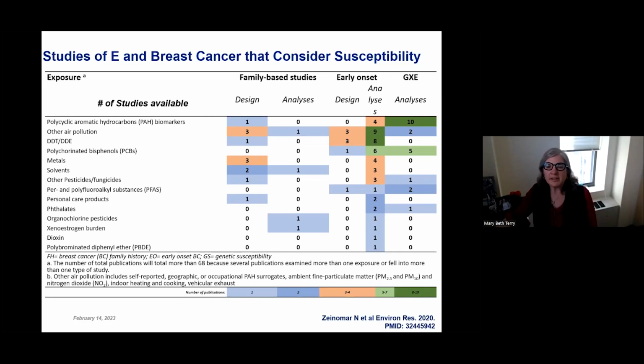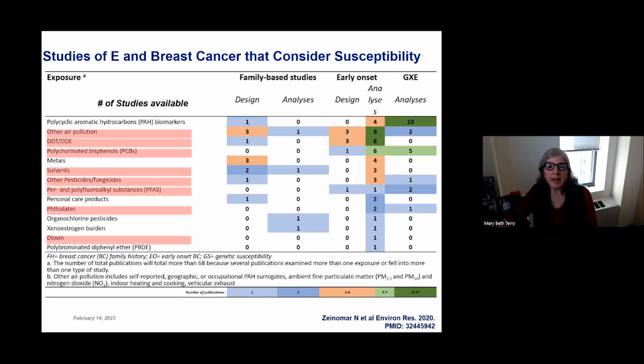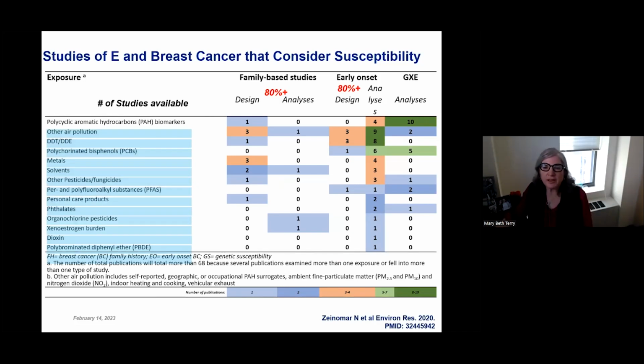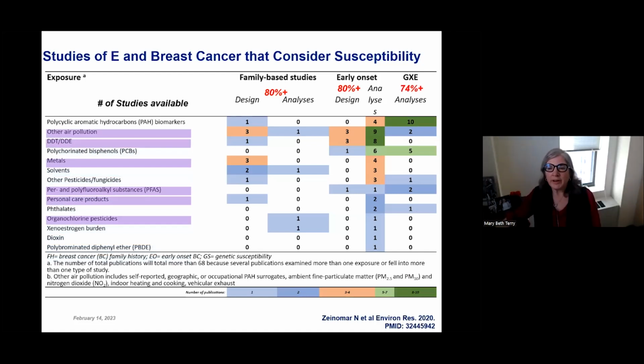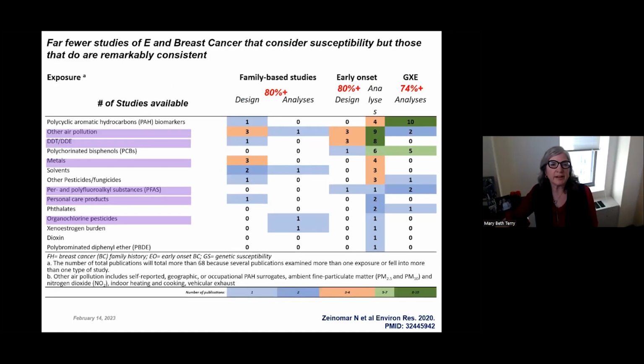However, when you examine the 68 studies that did factor in susceptibility, 80% of the studies conducted in women with a breast cancer family history, 80% of the early onset breast cancer studies, and 74% of the gene environment interaction studies were statistically significantly positively related to breast cancer for the highlighted chemicals. Thus, when factoring in susceptibility, the evidence is much more consistent. But just like identifying genes in enriched studies that have relevance for all women, these findings indicate that environmental chemicals may affect risk in average risk women, but that the studies are underpowered to detect them outside of an occupational setting.